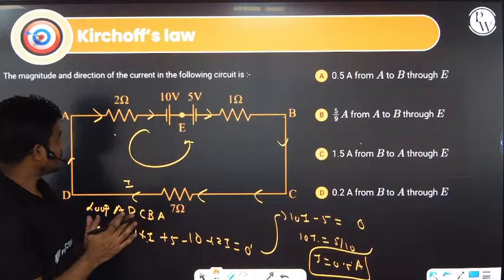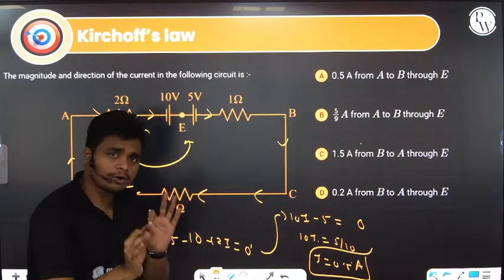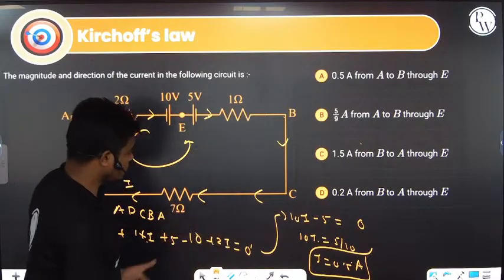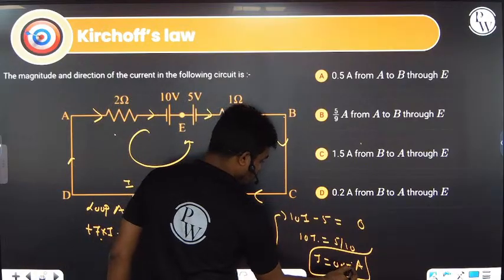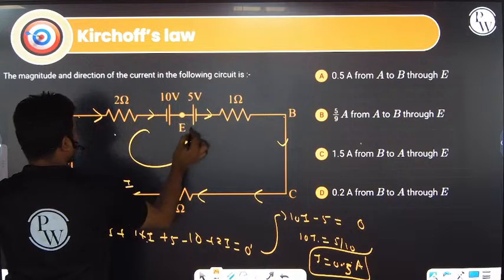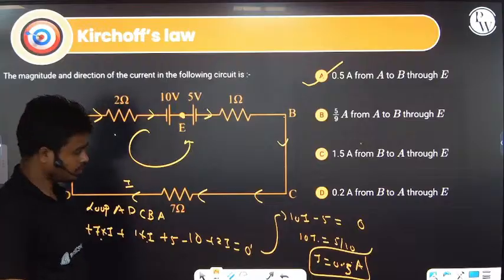What is the direction of this? A to B. Remember this: when we get the value positive, whatever direction we assumed is the correct one. What direction did we assume? A to B through E. Okay, answer is option A. Clear? Right.